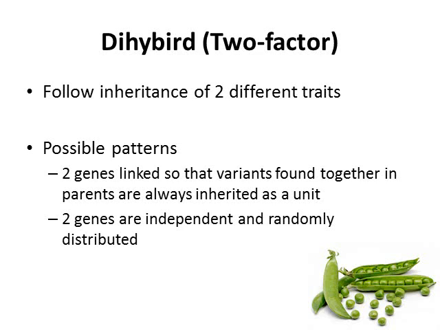So he had 2 hypotheses. Either the 2 different genes were linked, so that variants found in the parents were always inherited as a unit. So basically, the offspring will look almost exactly like one of the 2 parents, and not as a combination of any of the parents. The other possible hypothesis that he came up with was that the 2 genes are independent from each other and they'll be randomly distributed to the offspring. So you can probably guess which one he supported with his dihybrid crosses.